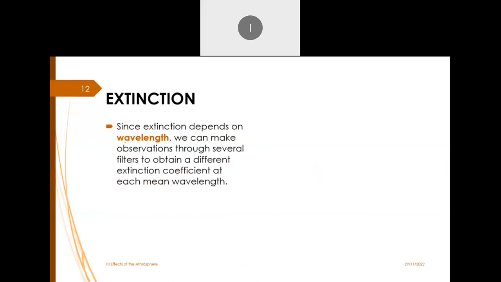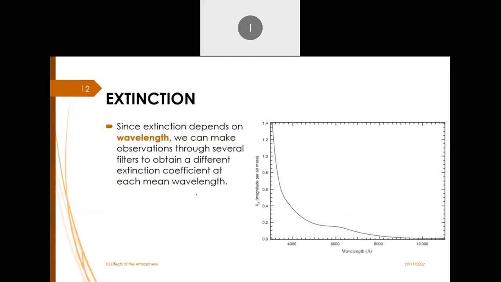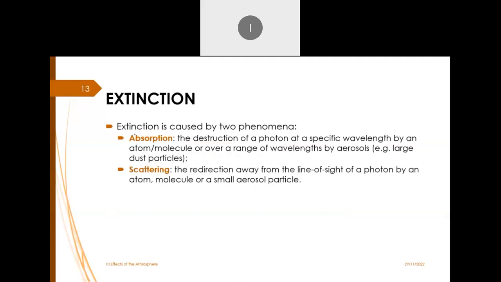Okay, since extinction depends on the wavelength, we can make observations through several filters to obtain a different extinction coefficient at each mean wavelength. So this one shows the different extinction coefficients at each wavelength. You will see here 4,000, 6,000, 8,000, 10,000, so a different variation of k lambda, but basically it shows the decrement against the wavelength. The extinction is caused by two phenomena, which are absorption and scattering.